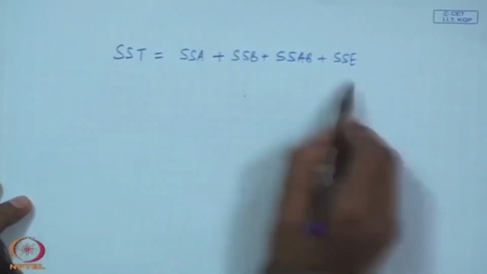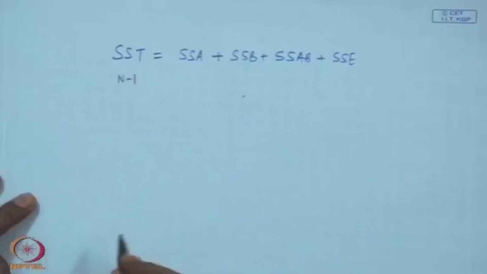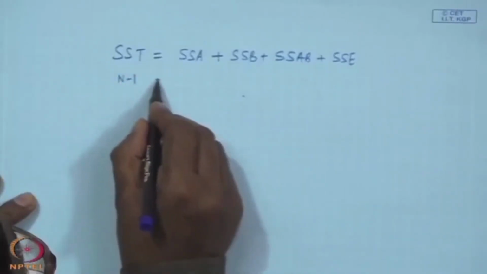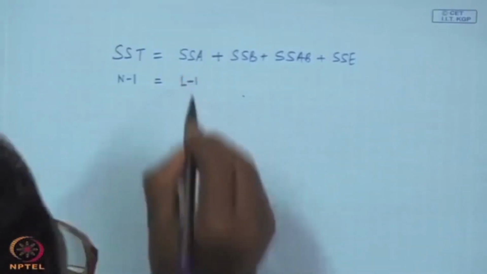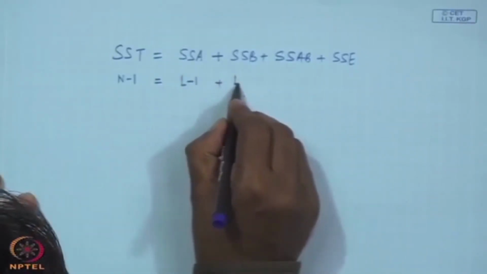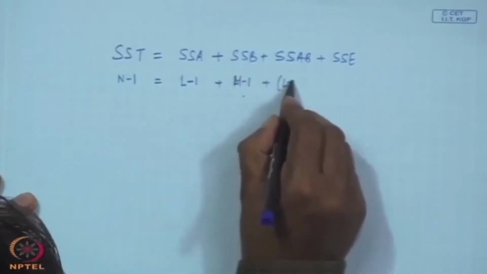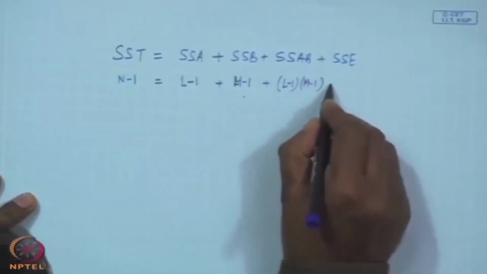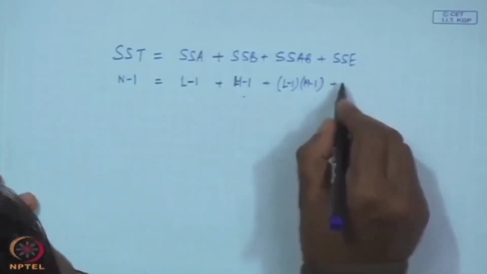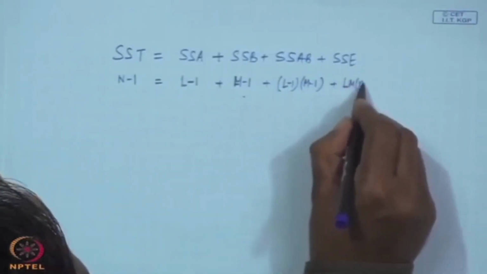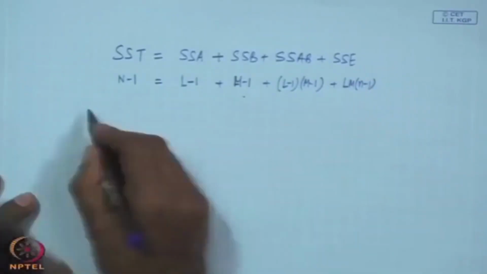We have divided it in this manner, and we have also seen that the degree of freedom is n minus 1 for total sum of squares. For SSA it is L minus 1, for SSB it is m minus 1, for SSAB it is L minus 1 into m minus 1, and for SSE it is Lm into n minus 1. That we have already seen.